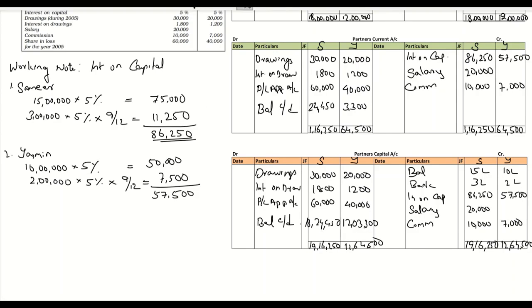So this will be the final answer, because both current account items and partner's capital items will be combined when we are following the fluctuating capital method. So on fixed capital method, we will have capital account and current account separate, but on fluctuating capital method, we will do it on a single partner's capital account.